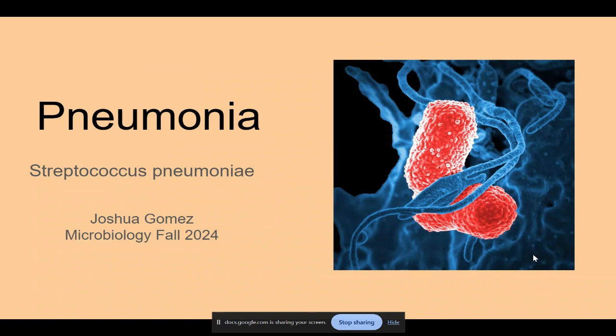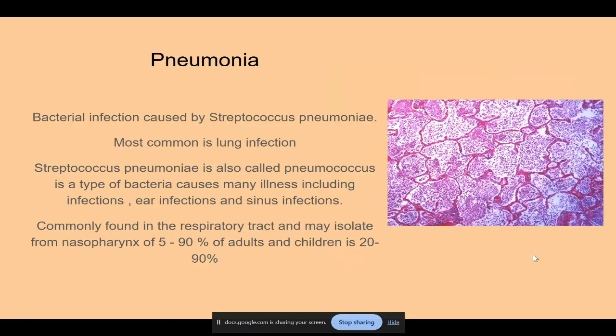Okay, pneumonia. Streptococcus pneumoniae is the bacteria we're focusing on. Pneumonia is a bacterial infection caused by Streptococcus pneumoniae, mostly the common lung infection. Streptococcus pneumoniae is also known as pneumococcus, a type of bacteria that causes illness. These infections can occur in any part of the body as well.